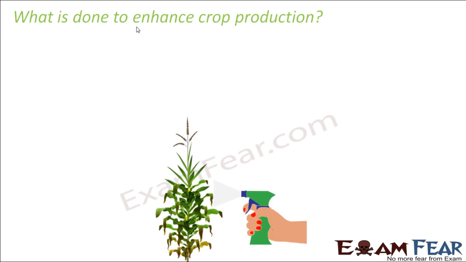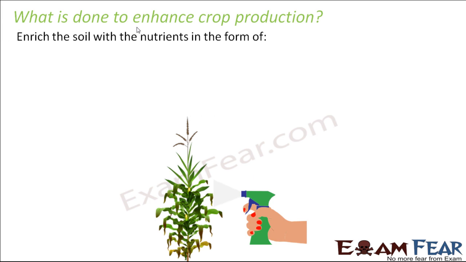So what is done to enhance food production? As I said, what do we normally do to increase the crop production? Some of the common things that is being done is to enrich the soil with more nutrients, because when the soil has more nutrients, the plants tend to grow better. When the plants grow better, they tend to have better productivity. So that's how it works. So how do we increase the nutrient content of the soil? By providing manure, by providing fertilizers.